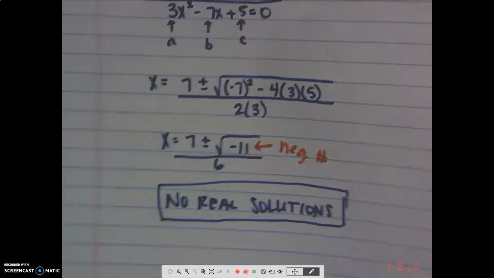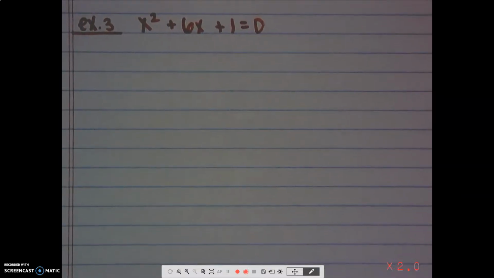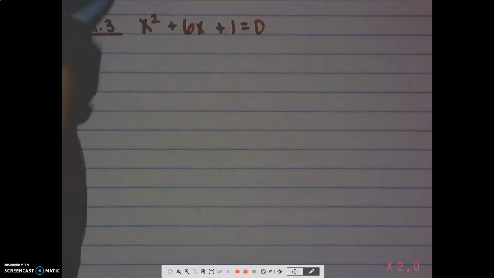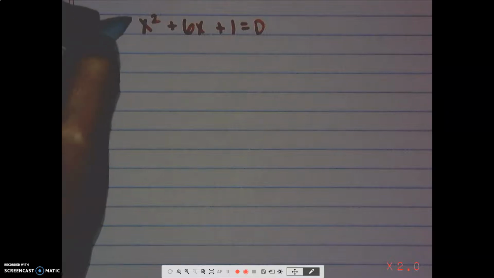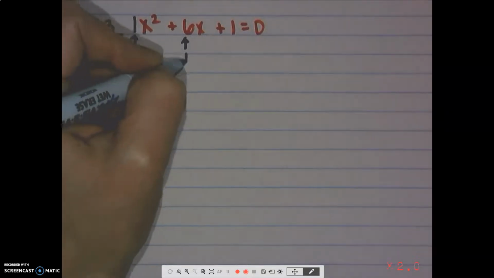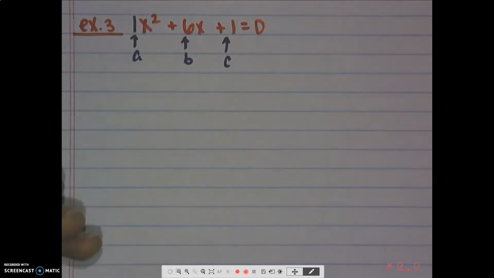Okay, so let's take a look at one more. We've seen a nice, easy, perfect square underneath that radical. We've seen a negative under that radical. Let's see what our next example is going to bring. So we have x squared plus 6x plus 1 equals 0. That means it's already ready for us to figure out a, b, and c. What number is here? That's a 1. So a is 1, b is 6, and c is positive 1.